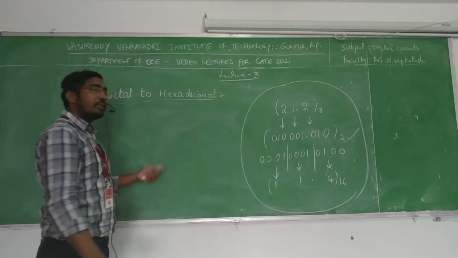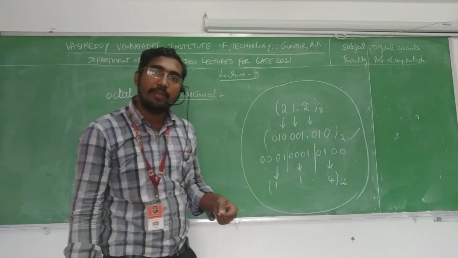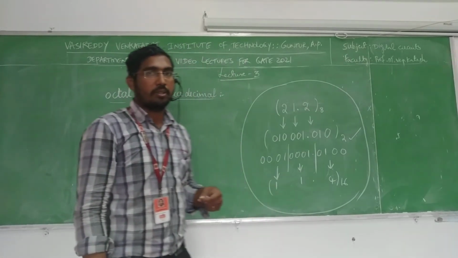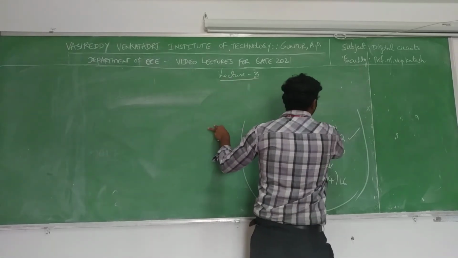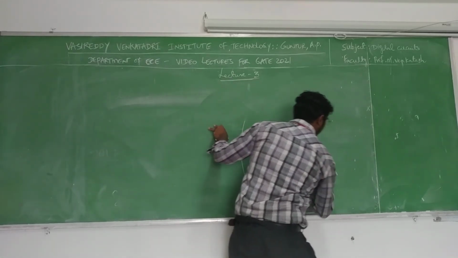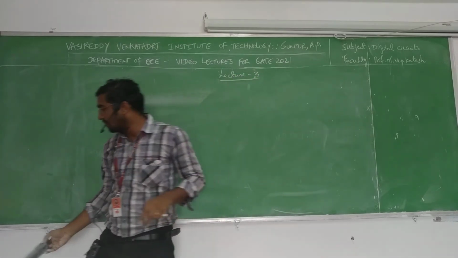If it's hexadecimal to octal, we do the same. First hexadecimal is converted into binary, then binary to octal. Now we consider some problems.